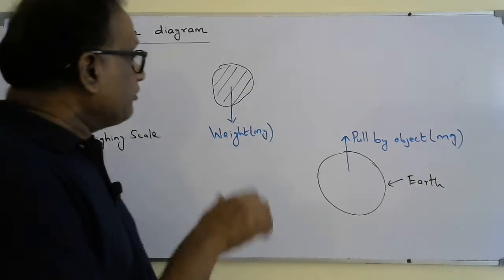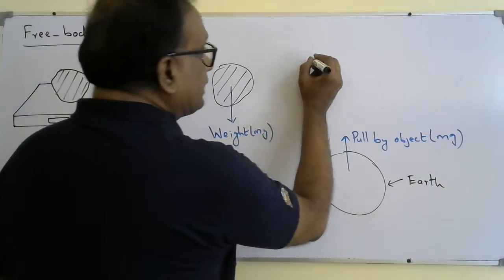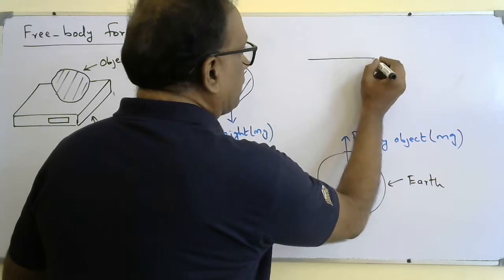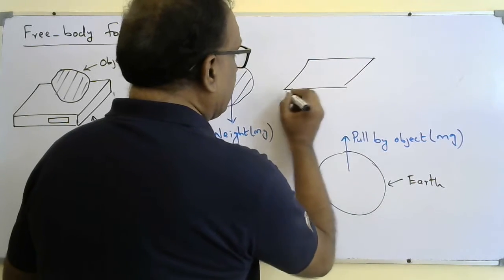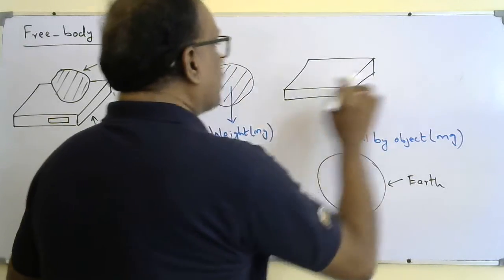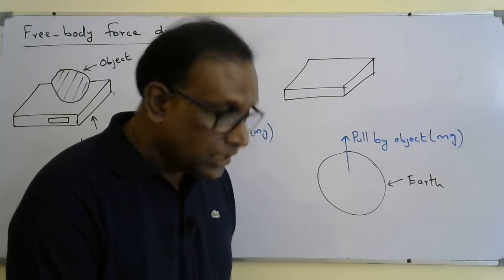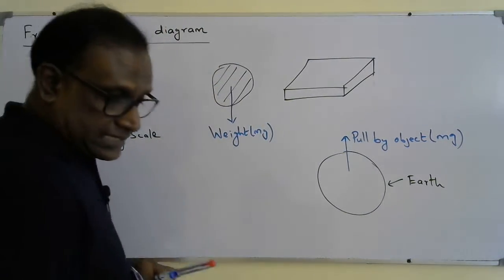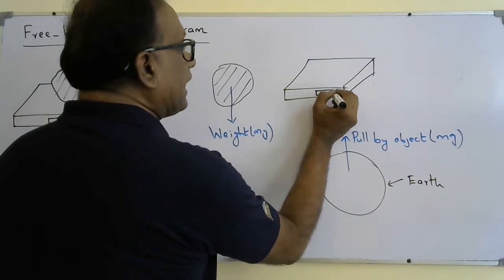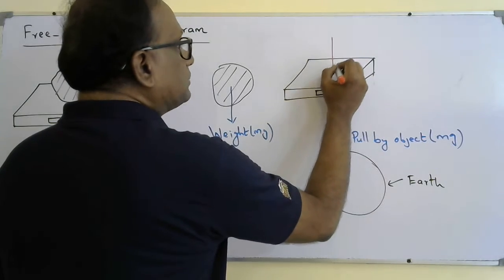So if this is the only force acting on the object, it would have fallen down. What will happen? The object is kept on the weighing scale, the balance. The object will try to fall down, because if this is the only force acting on it, but the object is not falling down. So what will happen? The object will push the weighing scale downwards. I can call that the push by the object.